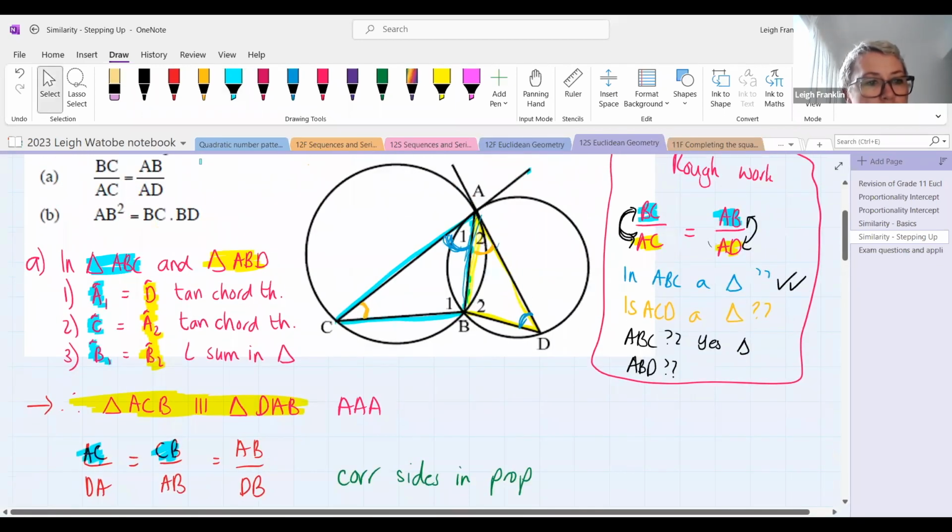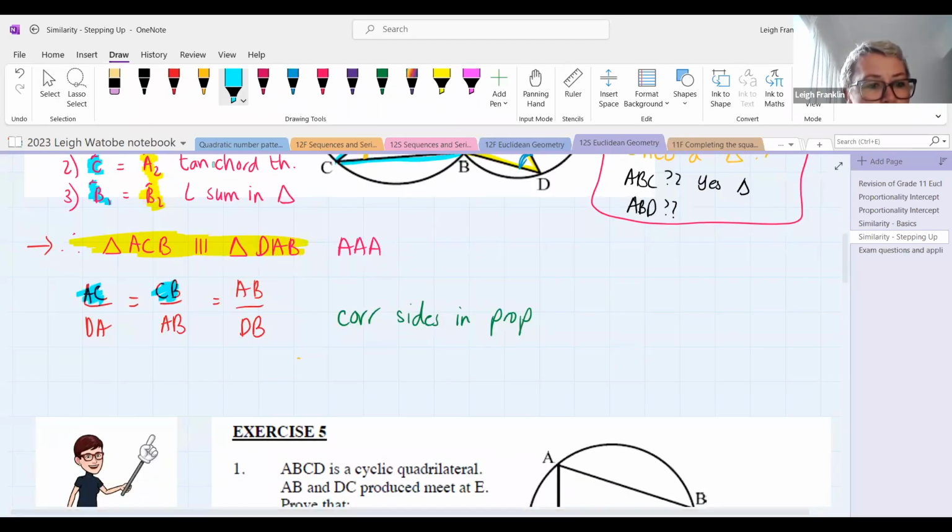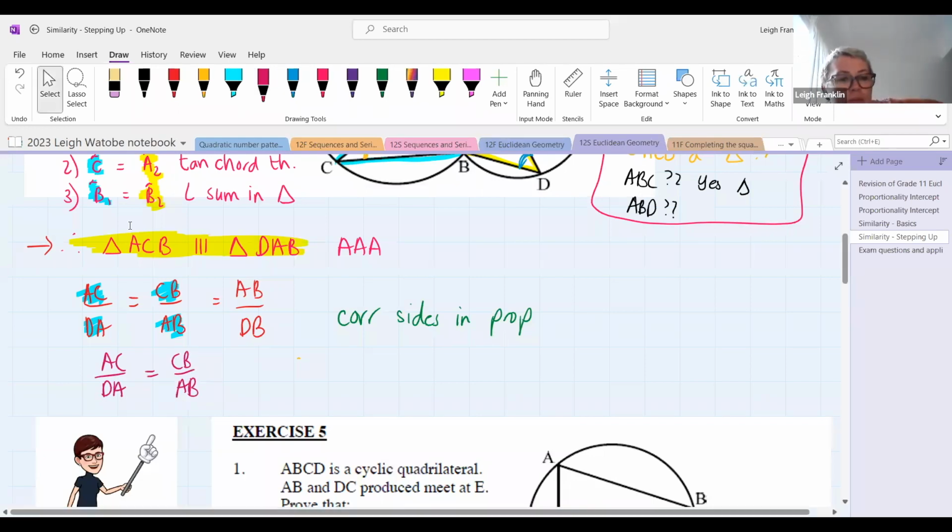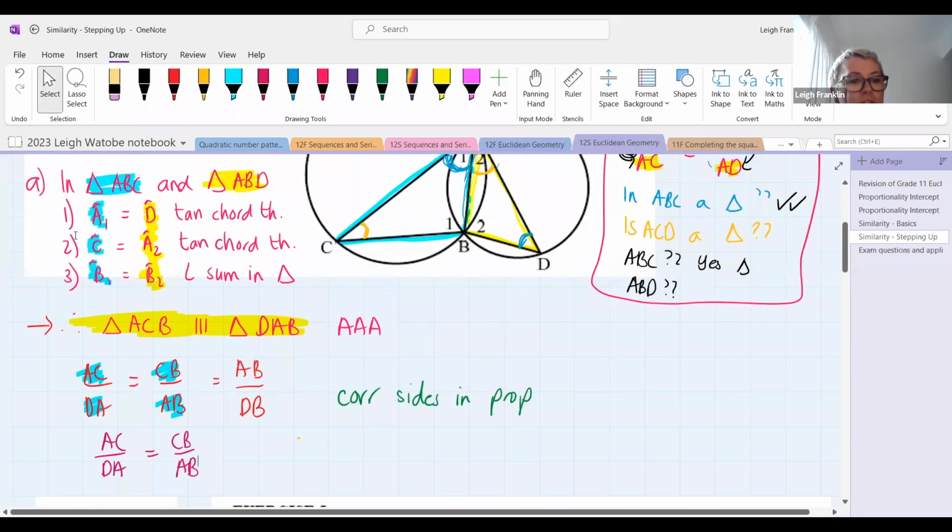What else did they want? AB and AD. So there's AB and AD. Okay, so we would not be able to do this if we had got the order incorrect. So now that I have established that AC over DA equals CB over AB, I can now do whatever manipulation it is that they wanted me to make.